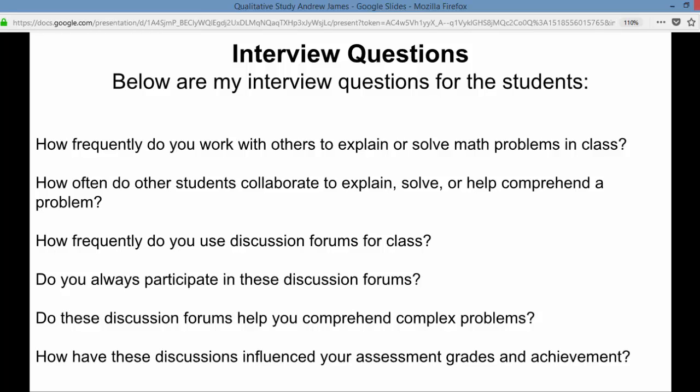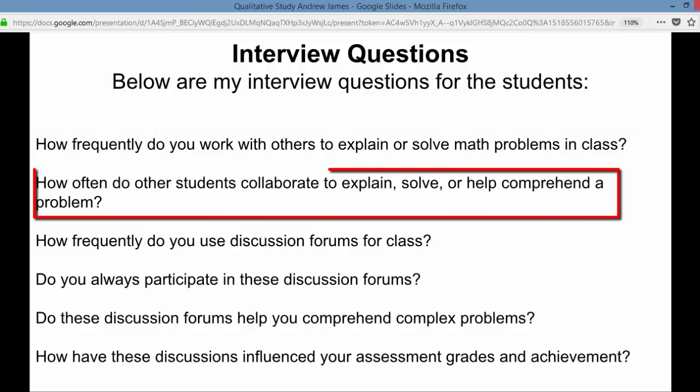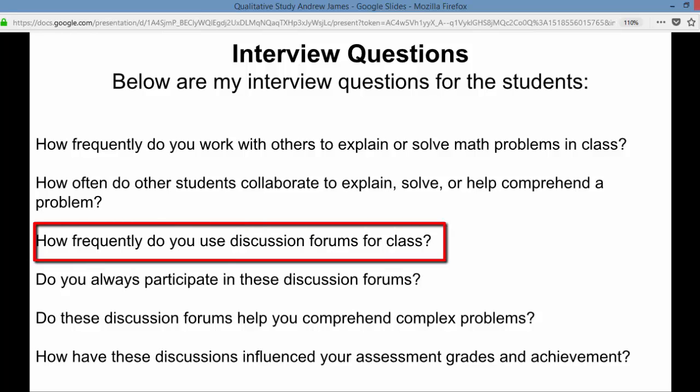Here are some examples of questions that will be asked to students in the interview. The first is, how frequently do you work with others to explain or solve math problems in class? The second question is, how often do other students collaborate to explain, solve, or help comprehend a problem? Third question is, how frequently do you use discussion forums in class?